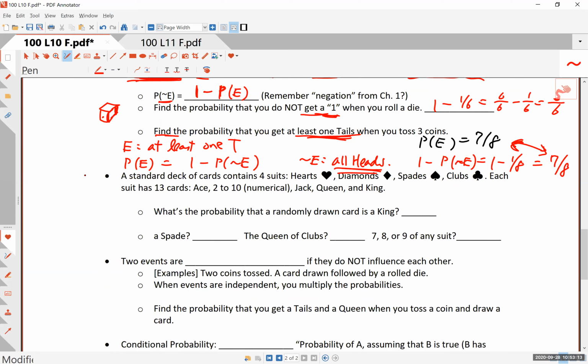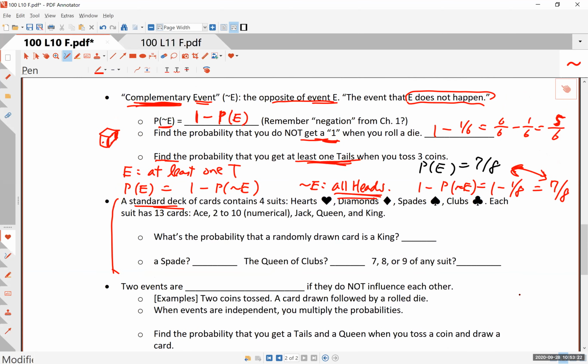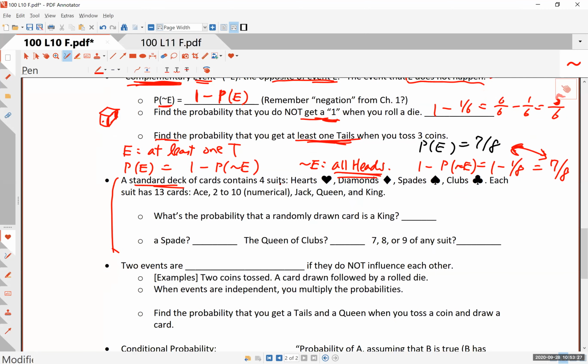Let me just give you this. Maybe you can fill this out and come back to this. Often probability questions deal with a set of cards, a standard deck of cards. It has 4 suits, right? You have hearts, diamonds, spades, and clubs. And each suit has 13 cards. You have ace, which represents sort of like 1, and then numbers 2 to 10, and then jack for like 11, queen for 12, and the king for 13.